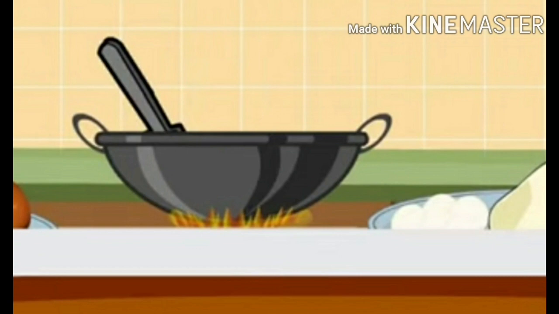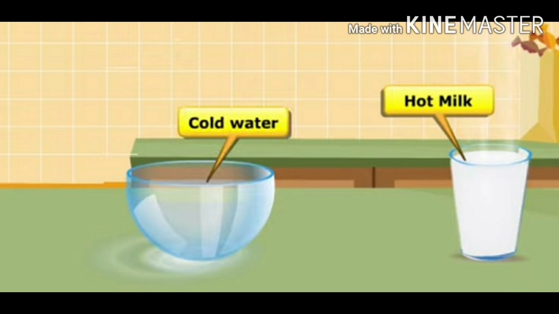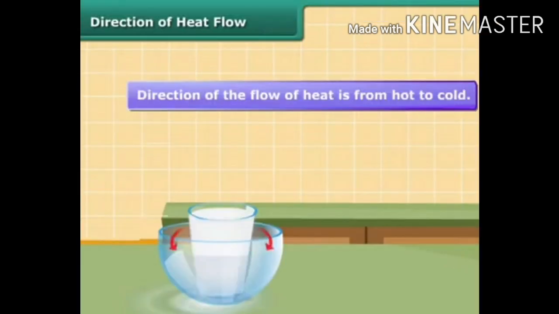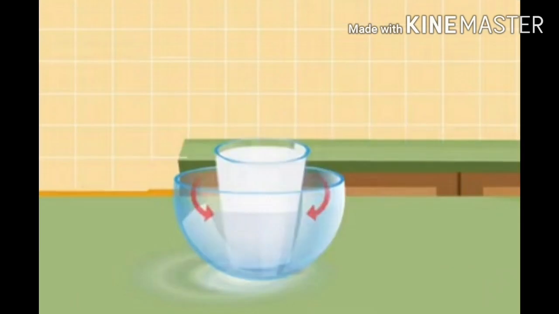The heat is transferred from the pan to the surroundings. That is, heat flows from a hot object to a cold object. In other words, heat flows from an object at a higher temperature to another object at a lower temperature. The flow of heat stops when the two objects attain the same temperature.